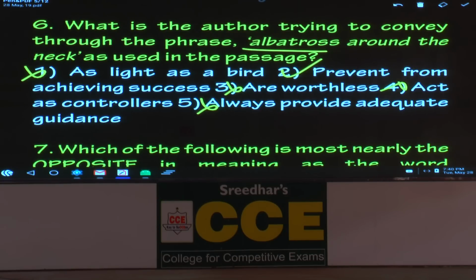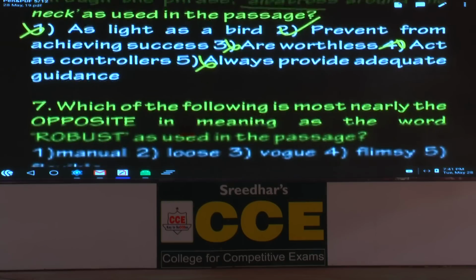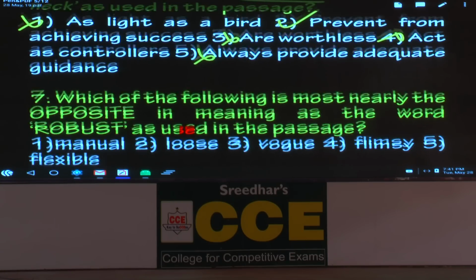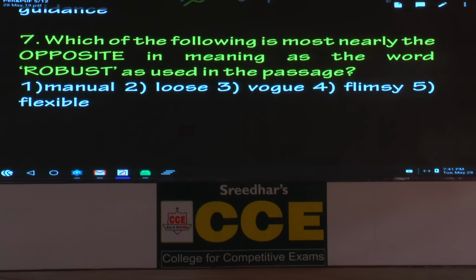Prevent from achieving success. Whether you know the meaning of the word albatross or not, based on the context, you should be able to get this one right. Should not be a problem. This is an easy question. Now this passage is a tough passage. We'll see how many questions, how many marks you can get. Question number 7, very easy in fact.